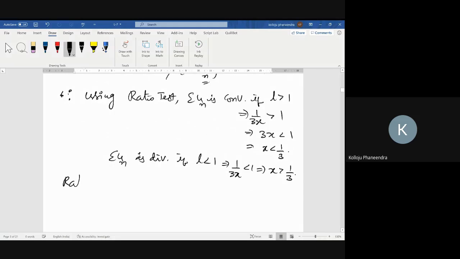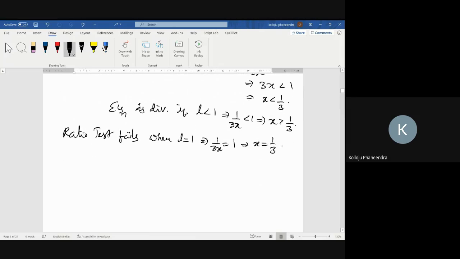And ratio test fails when L equal to 1. When L equal to 1 means 1 by 3x equal to 1, that is x equal to 1 by 3. When x equal to 1 by 3, ratio test fails. Right? Now, at x equal to 1 by 3.